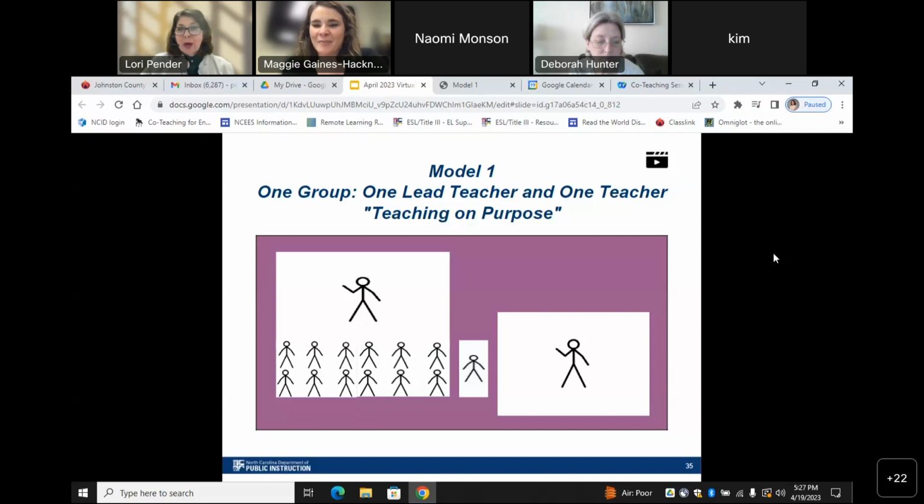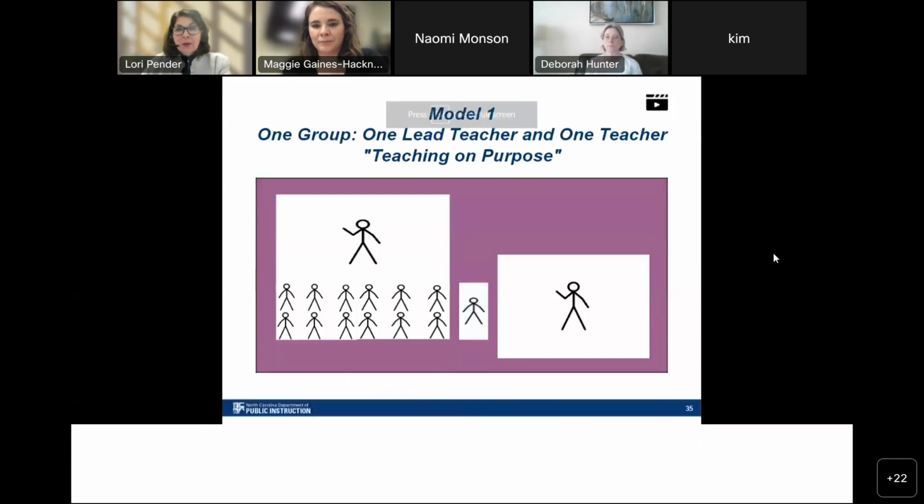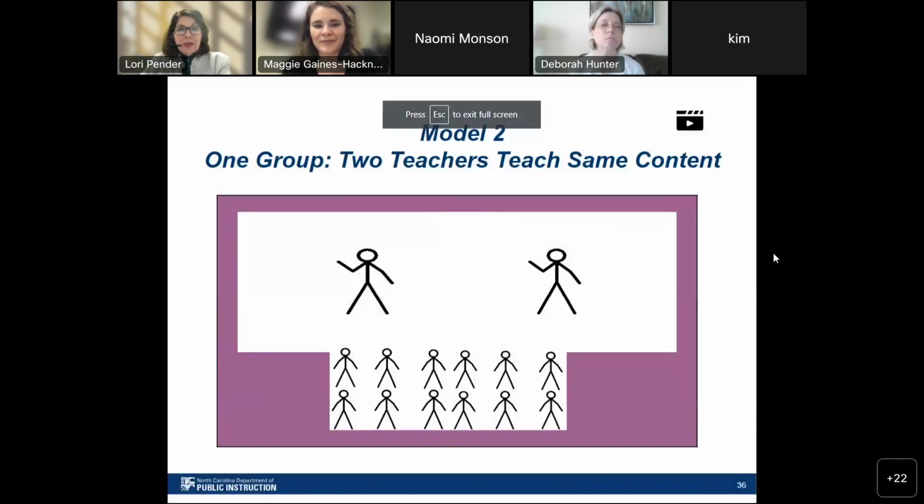All right. So remember Model 1, because some of you are going to possibly work on this model in a few minutes and add some notes in an activity. So let's move on to Model 2. All right, with Model 2, we have two teachers that are teaching the same content.